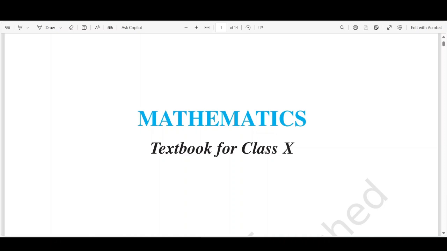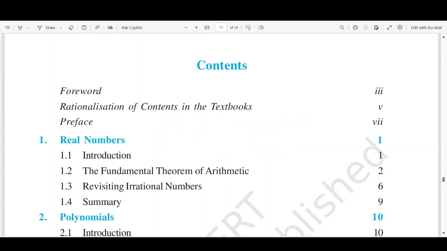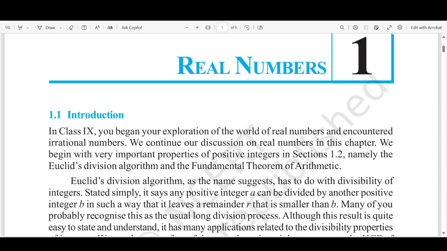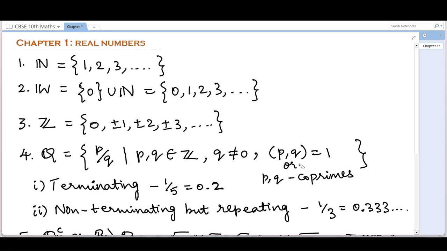In this video series, we will systematically go through the entire CBSE Class 10 Math syllabus. In total, we have 14 chapters, and in today's video, we are starting with Chapter 1, Real Numbers. In this chapter, we will mainly focus on two important properties of positive integers, namely Euclid's division algorithm and the fundamental theorem of arithmetic. Before getting into these topics, we'll have a quick revision on the following type of numbers.